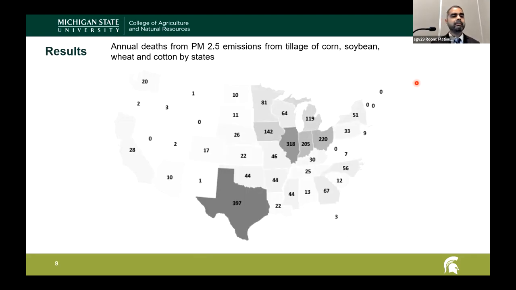This is just a map which shows where the burden of death is highest. Texas has the largest burden with about 400 deaths. And these are followed by the Midwestern states, which makes sense because they are the most agriculturally heavy states.